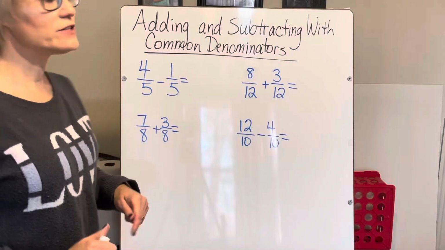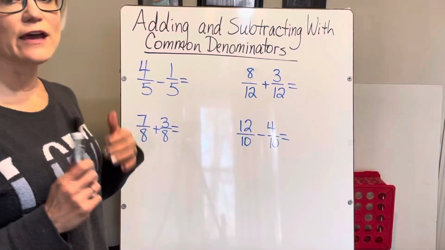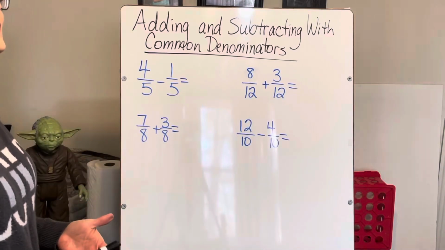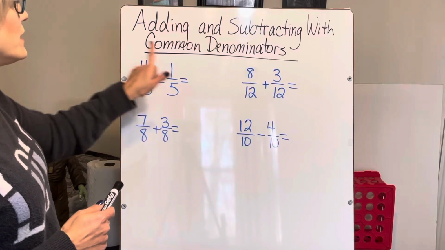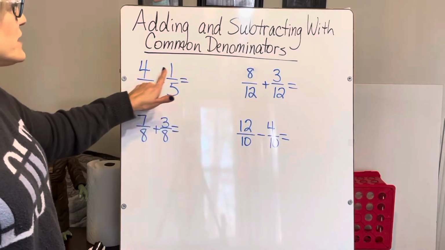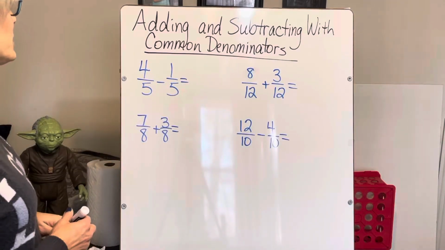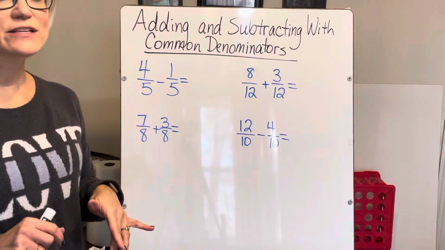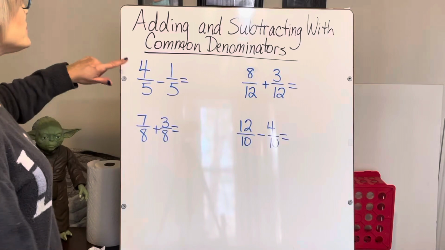Alright, so today we're going to be adding and subtracting with common denominators. Now, when you have common denominators, it's very simple. All you do is take your denominator, put it over here, and you're done with it. All you have to do is add or subtract the numerator. That's all you have to remember. So, adding and subtracting with common denominators are a piece of cake. All right, so let's get started.